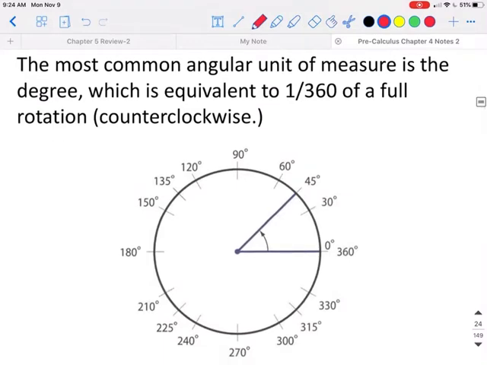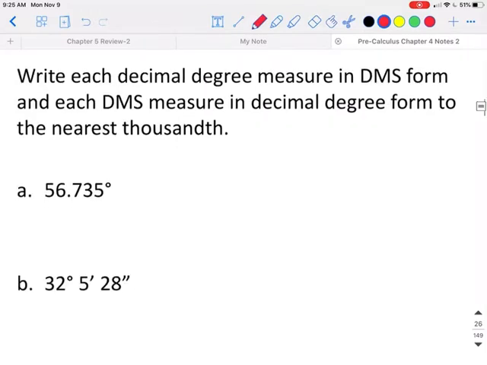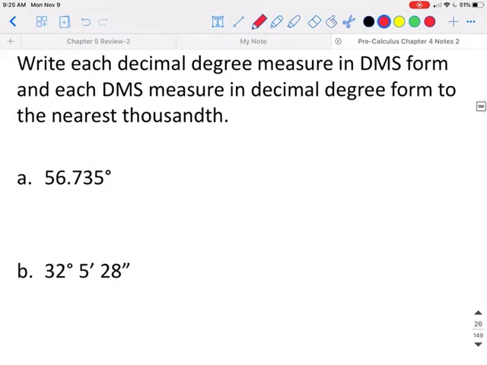Now, the most common way to measure an angle is in degrees. There are 360 degrees in one circle, and remember we measure this counterclockwise. Now, when you are in degrees, you can write this in decimal form, or you can write it in degrees, minutes, and seconds. In 1 degree, there are 60 minutes, and in 1 minute, there are 60 seconds. So if we have it in decimal form, you need to write it in degrees, minutes, and seconds. And if it's in degrees, minutes, and seconds, we need to write this in decimal form.